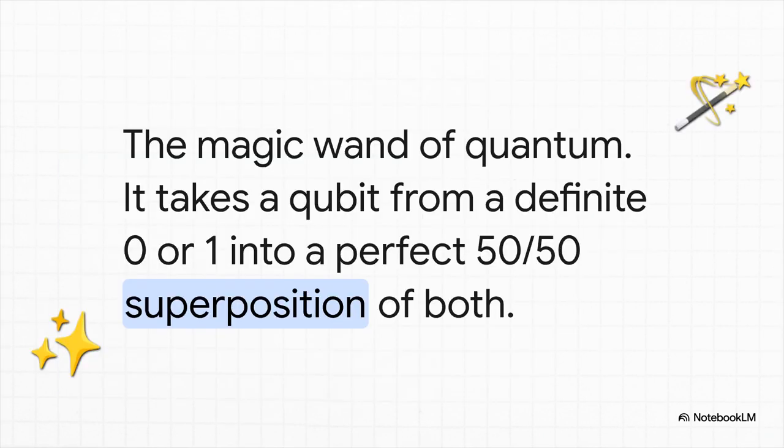Now, let's talk about the rock stars of the gate world. First up, the Hadamard gate, or H-gate for short. This thing is like a magic wand. It's what unlocks the real power of a qubit. It takes a qubit that's sitting there as a solid 0 or a 1 and instantly puts it into a perfect 50-50 superposition of both states at once. This is the starting line for so many quantum algorithms.